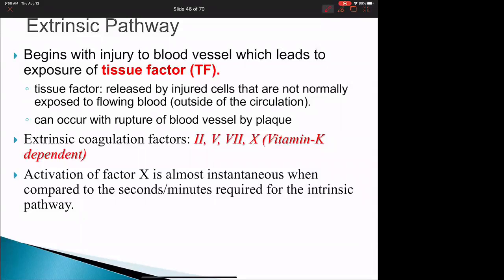The coagulation factors that are important in the extrinsic pathway are prothrombin, factor 5, factor 7, and factor 10, and these are the vitamin K dependent factors. Activation of factor 10 is almost instantaneous when compared to the seconds or minutes required for the intrinsic pathway. So in the extrinsic pathway, the tissue factor activated factor 7 will activate factor 10 immediately, okay? And it's a lot faster than the way it happens in the intrinsic pathway.